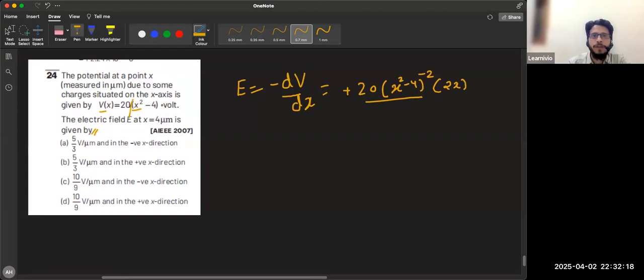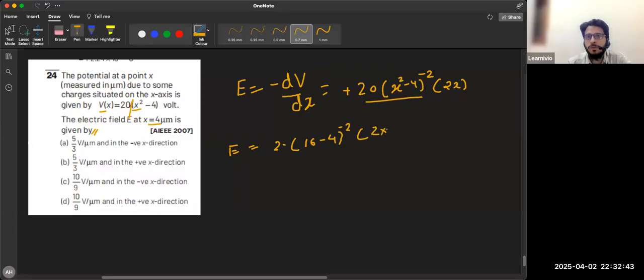It's 20 by x square minus 4. So it's chain rule, x square minus 4 to the power minus 1, it goes to the numerator. And you have to substitute x equal to 4 here. So your field will be, at 4 micrometer, everything is given in micrometer only. So it's 20, 16 minus 4 to the power minus 2.